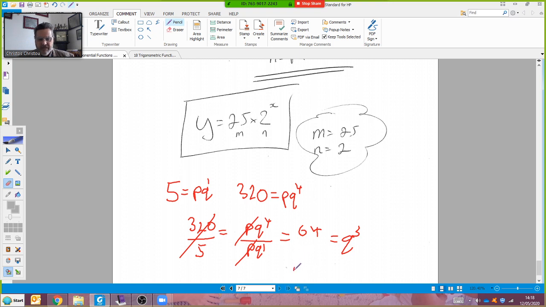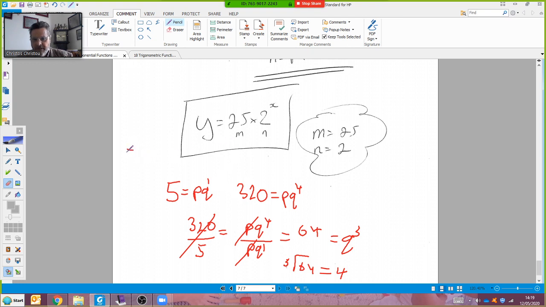And the cube root of 64, you know that. Well, that's 4. Is that all right? The cube root of 64 is 4. Well, if I know that q is now 4, I can go back to him and work out p.